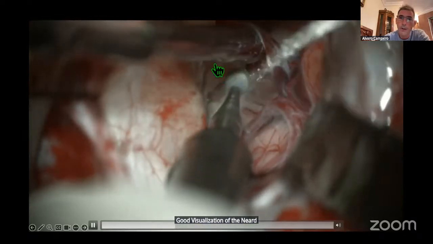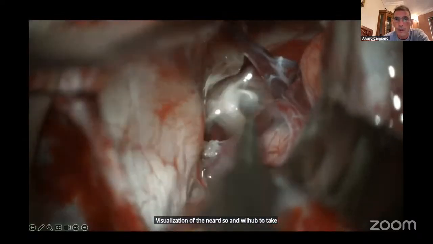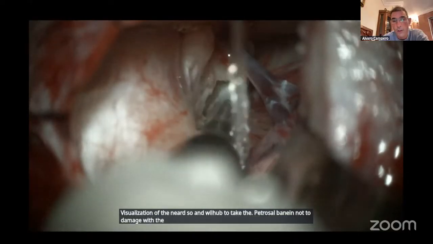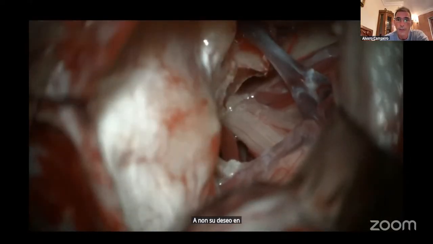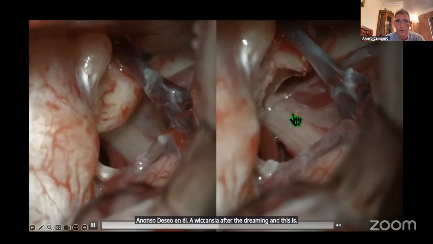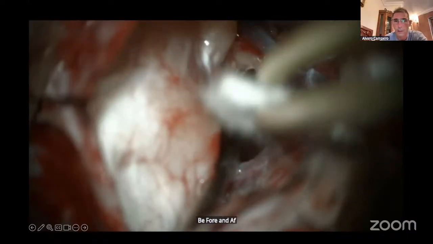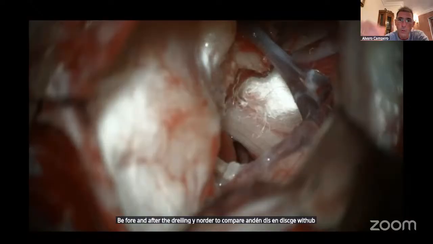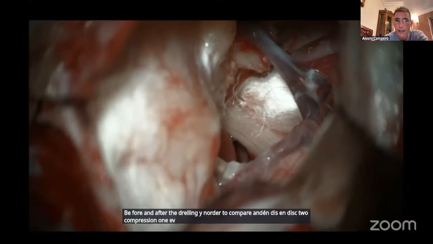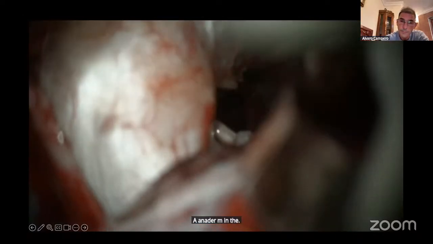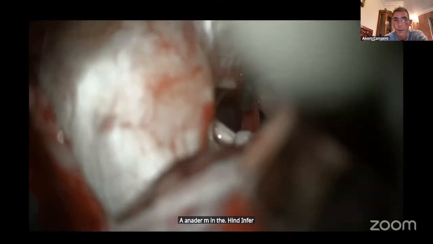We also have to take care of the petrosal vein, not to damage it with the drill, and also the 7th and 8th cranial nerves. We can see before and after the drilling in order to compare. And in this case, we have two compressions, one above from the superior cerebellar artery, another in the inferior portion of the nerve.